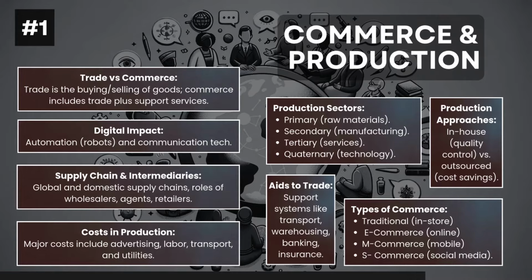Topic number 4 goes over aids to trade. These include transportation, warehousing, banking, and insurance. Topic number 5 highlights the digital impact on production. Automation equates to using robots in manufacturing. It increases efficiency but may reduce jobs. On the other hand, a large positive would be the advances in communication. Technologies like video conferencing enable global collaboration and boost productivity.